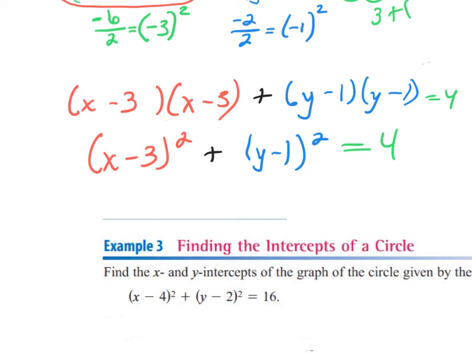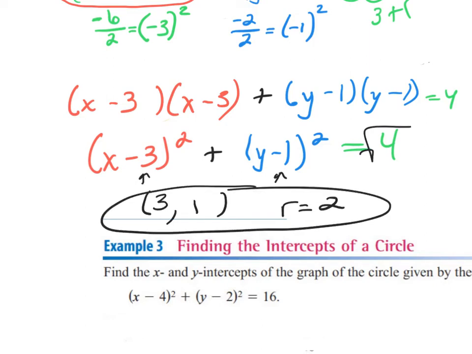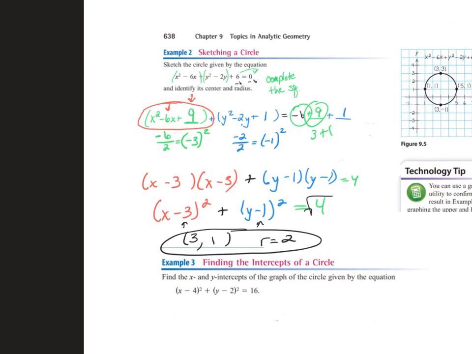So when I'm asked to identify the center and the radius, I know that my center is at positive 3, positive 1, and my radius is 2. And that's how that works for completing the square. So if you have a question about that, I'll do another example tomorrow if you guys have a question.